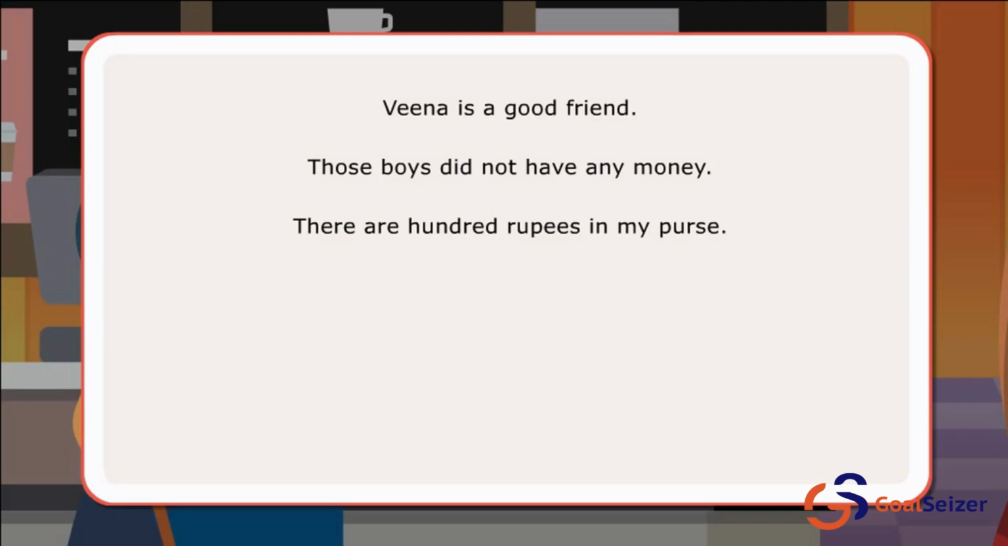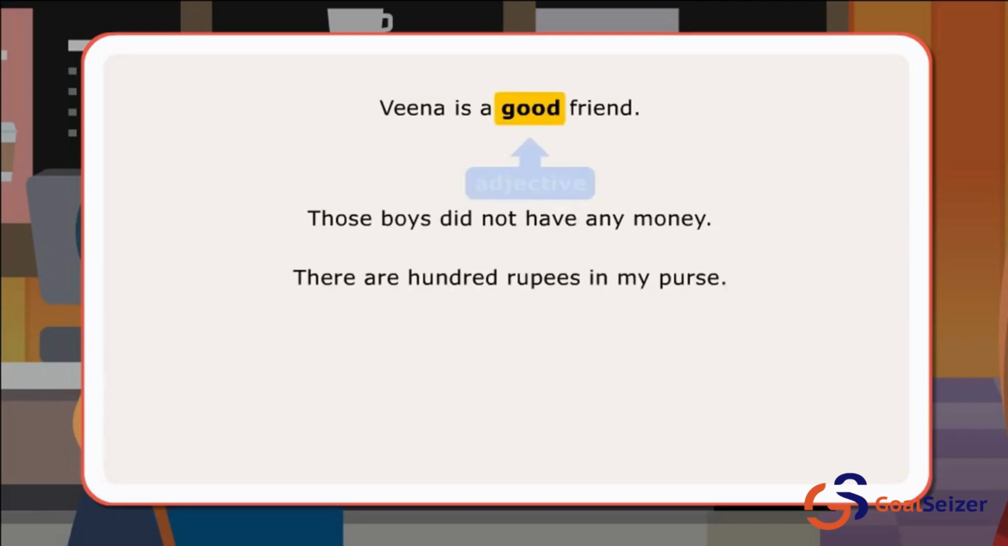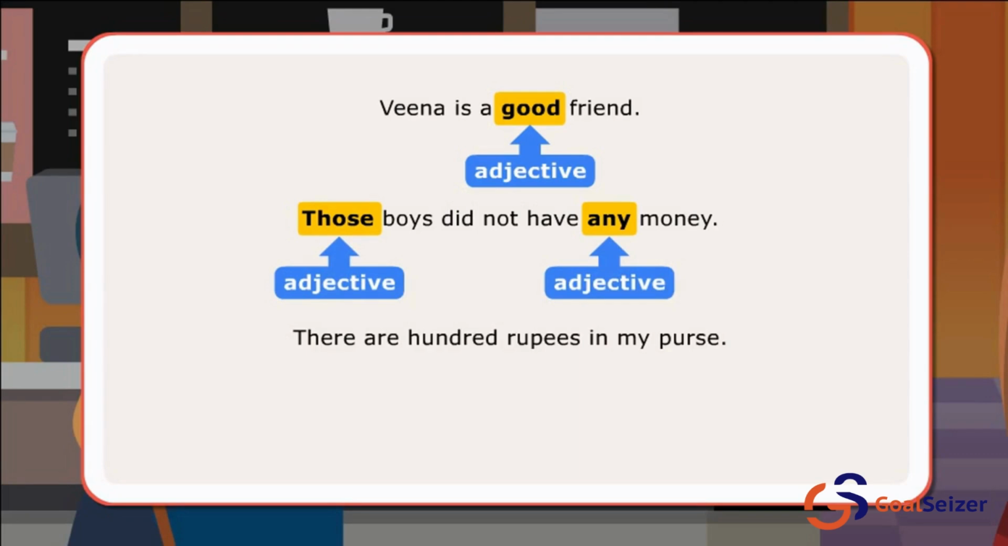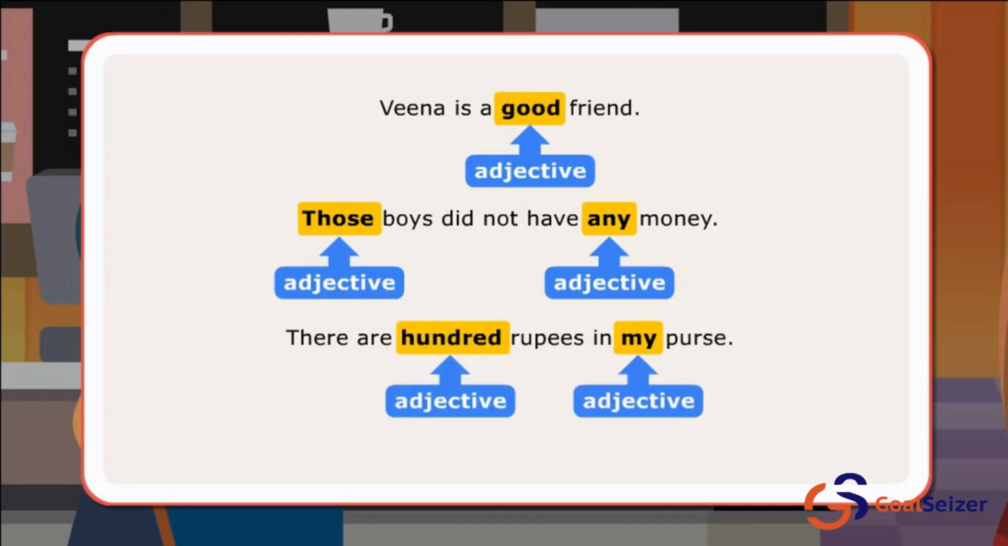In the first sentence, good is an adjective as it tells Veena's quality. In the next sentence, those and any are adjectives. Those points out which boys are meant and any shows the quantity of money they had. In the last sentence, 100 and my are adjectives. 100 tells how many rupees and my adds something to the noun purse by telling whom it belongs to.